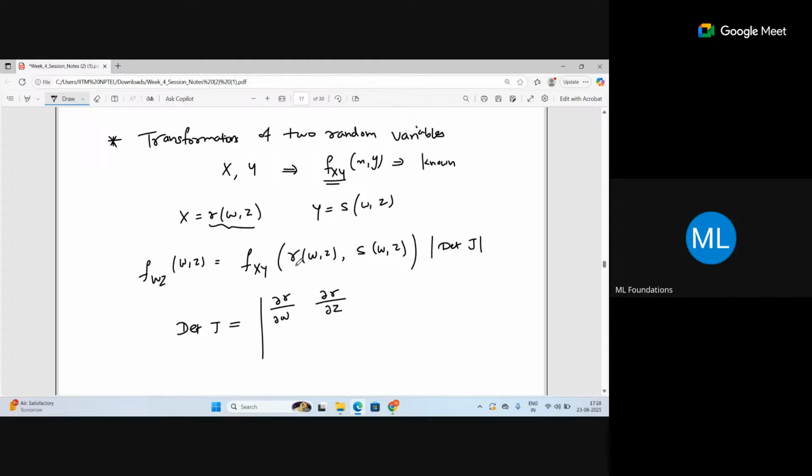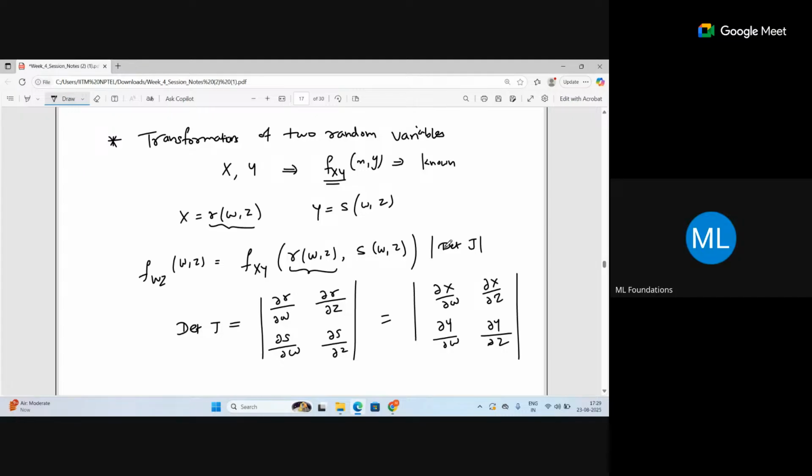where r is basically r of w comma z, and then del s by del w, del s by del z. Or I can write it like this: del x with respect to w, del x with respect to z, and these are the partial derivatives, then del y with respect to w and del y with respect to z. Fine.